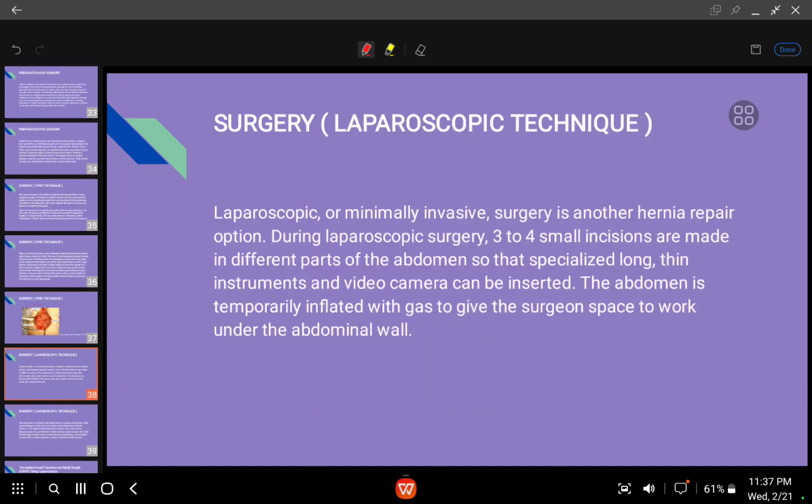So next is the surgery, laparoscopic technique. Laparoscopic and minimally invasive surgery is another hernia repair option. During the laparoscopic surgery, 3 to 4 small incisions are made in different parts of the abdomen, so that a specialized long thin instrument and video camera can be inserted. The abdomen is temporarily inflated with a gas to give the surgeon space to work under the abdominal wall. So that's it.